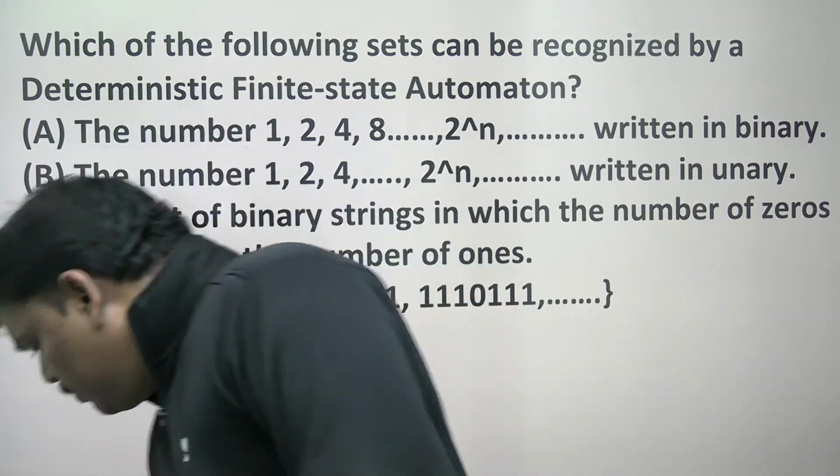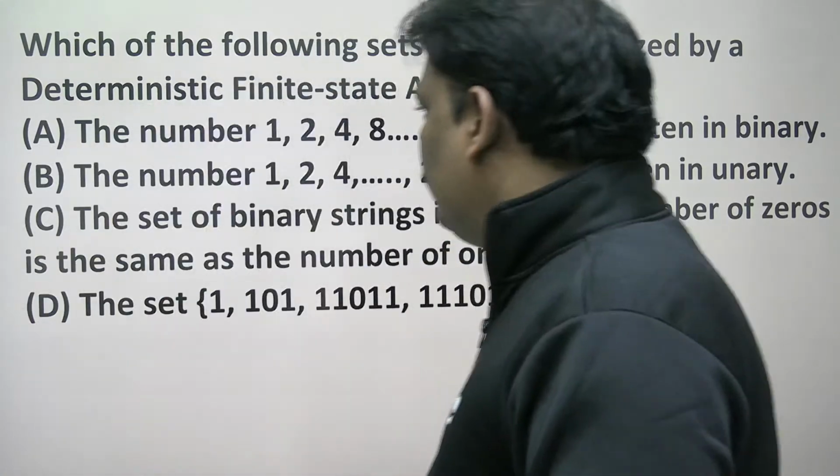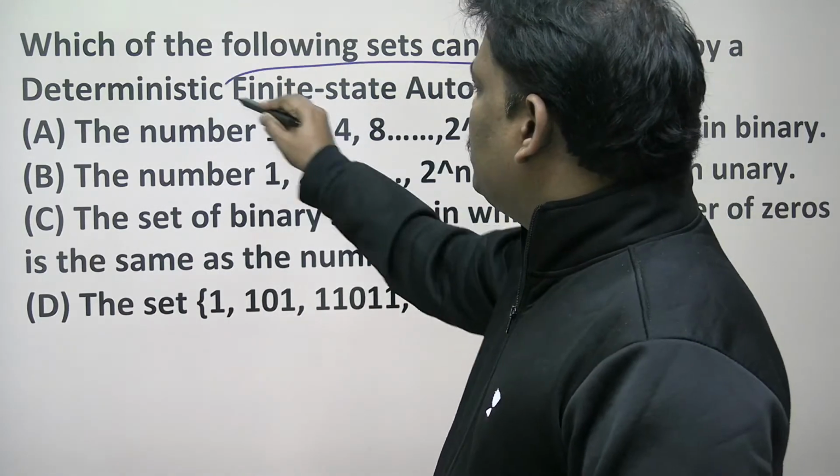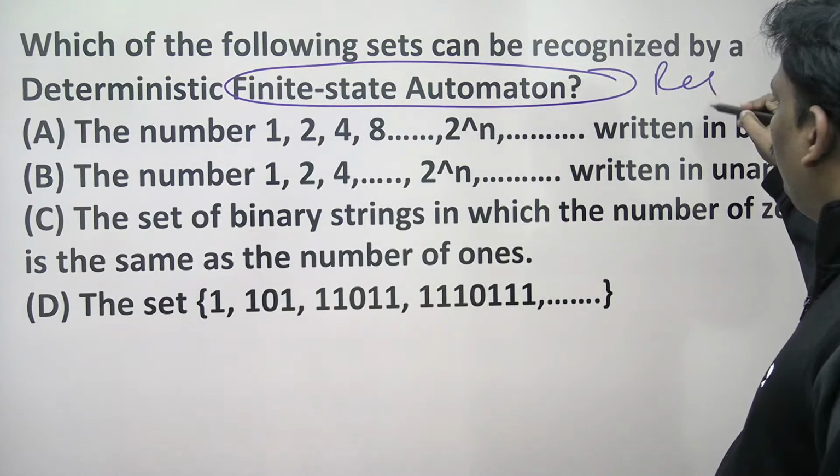Yeah, let's see this problem. Which one of the following sets can be recognized by the deterministic finite automaton? Options: 1, 2, 4, 8, 2 power n written in binary; the numbers 1, 2, 4, 2 power n written in unary; the set of binary strings in which the number of zeros is the same as the number of ones. Remember, finite automata indirectly means regular. Which one of the following is regular?